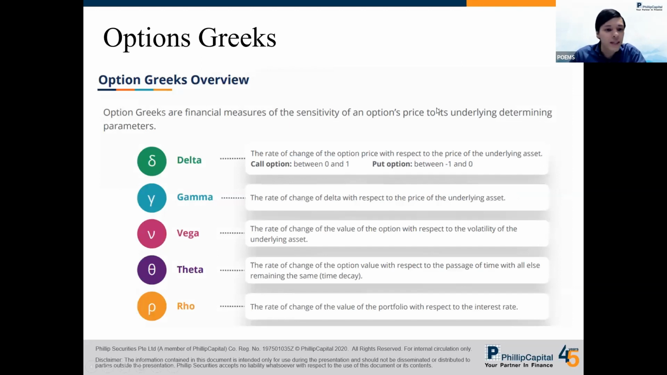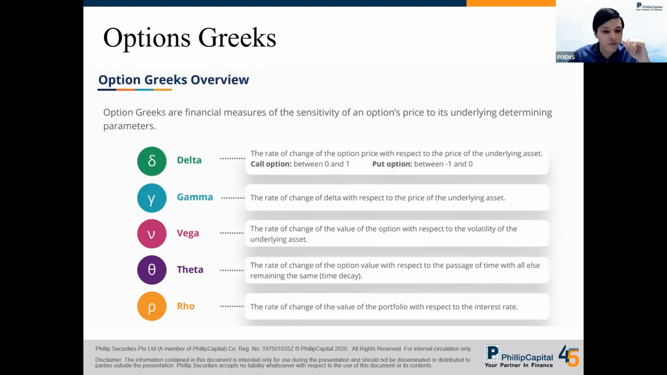Okay, option Greeks. We have 5 option Greeks, which show how they affect the option prices. The first one is delta. Delta estimates how much the option price changes with respect to a $1 increase or decrease in the underlying asset price. For call options, it will be between 0 and 1, and for put options, it will be between -1 and 0. Moving on to gamma. Gamma estimates the change in delta with respect to a $1 increase or decrease in the underlying asset price. Delta and gamma sound pretty similar, so I will go into more detail in the next slide.